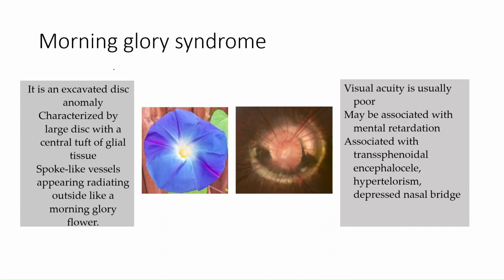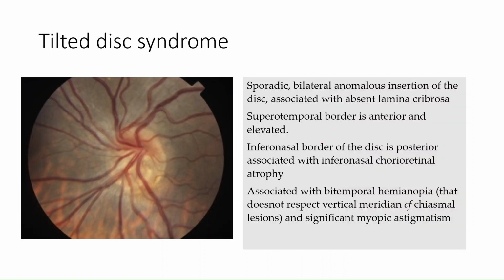Let's discuss morning glory syndrome. It is an excavated disc anomaly in which the optic disc resembles the morning glory flower. It's characterized by a large disc with a central tuft of glial tissue, as you can see here, and spoke-like vessels that radiate from the periphery of the disc, just like a morning glory flower. The visual acuity is usually poor and it is unilateral, and it's usually associated with mental retardation, transsphenoidal encephalocele, hypertelorism and a depressed nasal bridge.